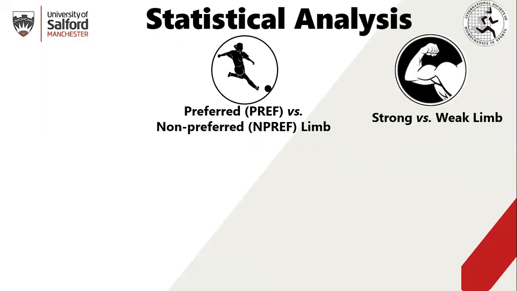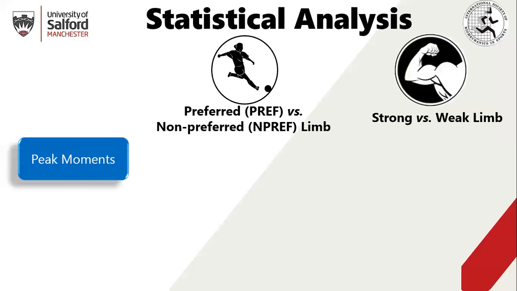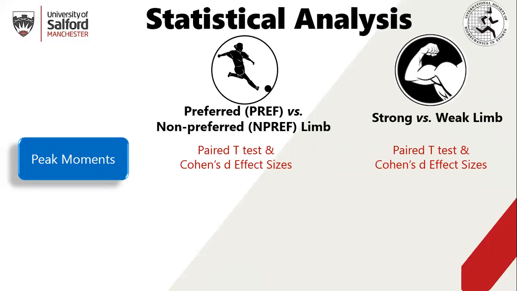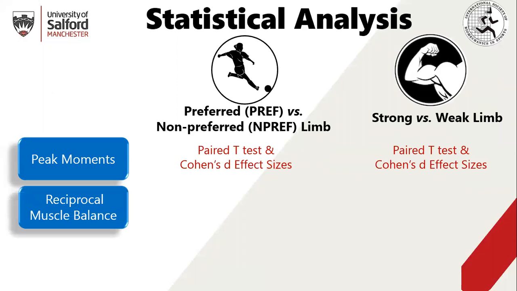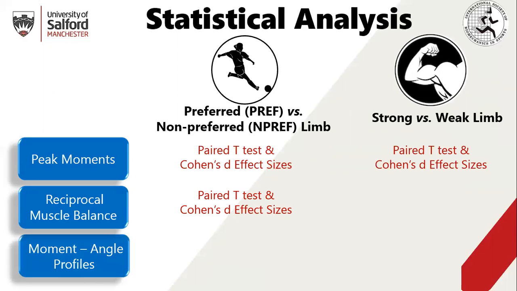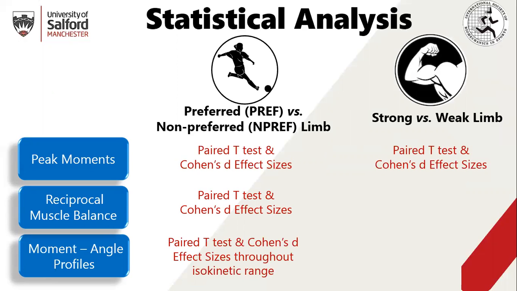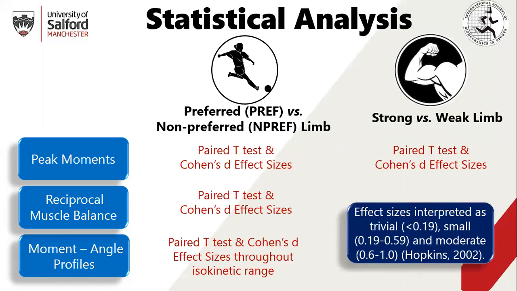Normality was confirmed for all variables via a Shapiro-Wilks test. Therefore, peak moments, paired t-tests and Cohen's d effect sizes were used to compare between preferred and non-preferred limbs and strong and weak limbs. For reciprocal muscle balance, comparisons were made between preferred and non-preferred limbs using paired t-tests and Cohen's d effect sizes. Finally, bilateral comparisons were made for each muscle group in each mode across the entire isokinetic range using paired samples t-tests and Cohen's d effect sizes. P-values were Bonferroni corrected for adjacent multiple pairwise comparisons. Significance for all tests was set as P less than 0.05 and all effect sizes interpreted using Hopkins criteria.